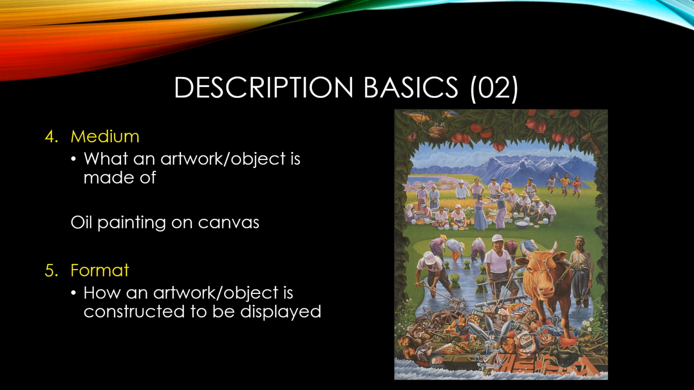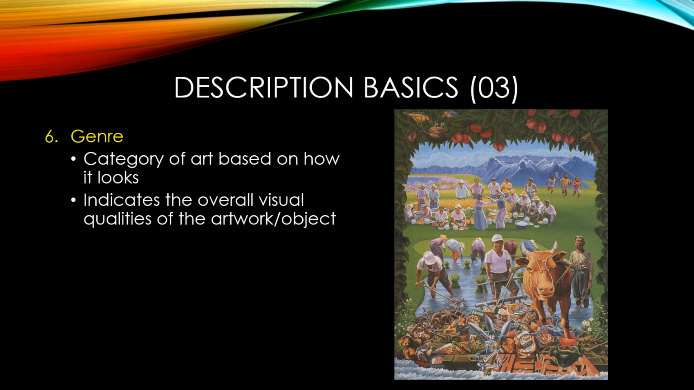Furthermore, you should clarify the format if there is one. Format is the way that the artwork or object is constructed so that it can be displayed. Shin Hakchar's Rice Planting does not necessarily have a format beyond its medium, but if you're working with something like a hand scroll or hanging scroll, be sure to clarify that. Finally, if you know that the artwork or object belongs to a specific genre, identify it as well. Genre is a messy term in art history, but it generally refers to a specific category of art based on its overall visual qualities. For example, I may want to say that Shin Hakchar's Rice Planting is somewhat surrealist, but also representational. This lets the reader or listener know what to expect going forward.